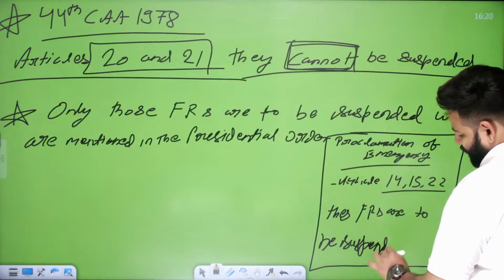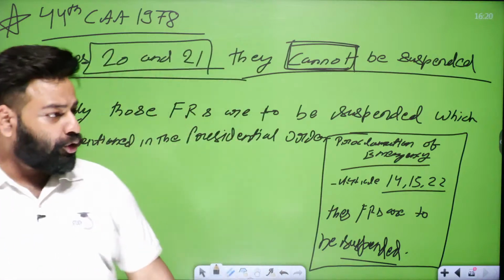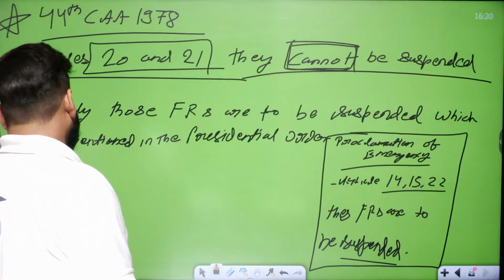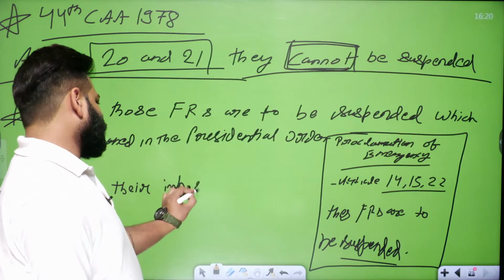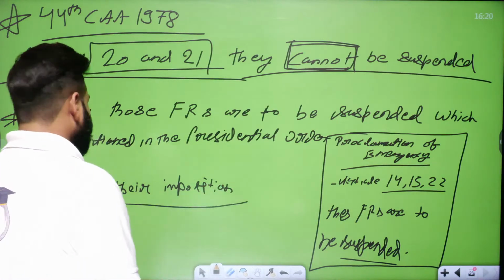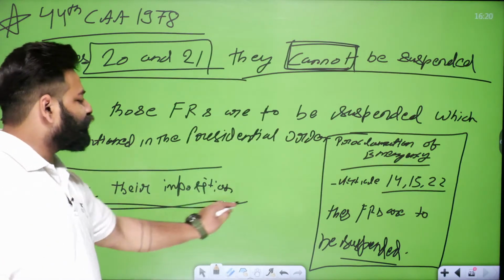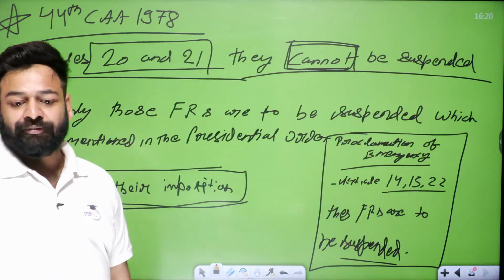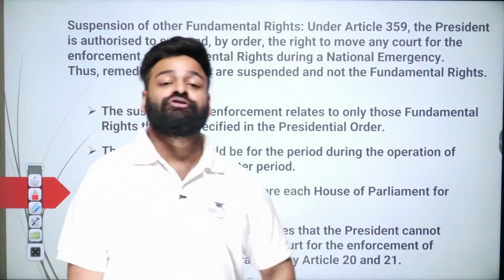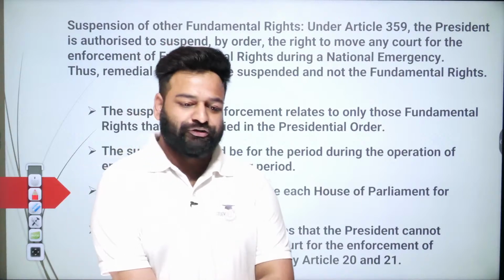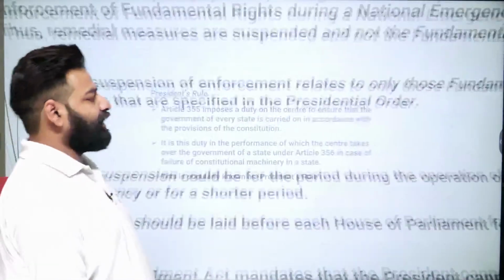But here is the catch as well. Basically, the fundamental rights are not suspended. Only their enforcement is suspended. That means in case of violation of those fundamental rights, you cannot approach the judiciary for their enforcement. So technically, Article 32 is suspended. That is talking about the enforcement of the fundamental rights under the writ jurisdiction of the Supreme Court, or also the constitutional remedies. So these are the effects of emergency on our fundamental rights.